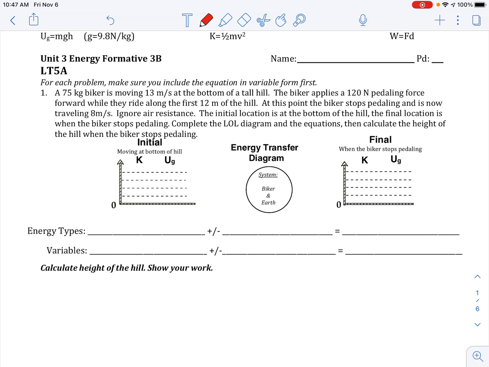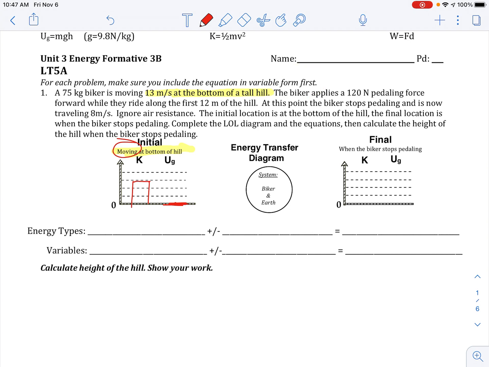In problem one, we've got a 75 kilogram biker who is moving at 13 meters per second at the bottom of a tall hill. So the initial L corresponds to that time where he's moving at the bottom of the hill. Since he's at the bottom, his height is 0, so he's got no UG. But since he's moving, he's got kinetic energy, so I'm going to give him 3 units of kinetic energy.